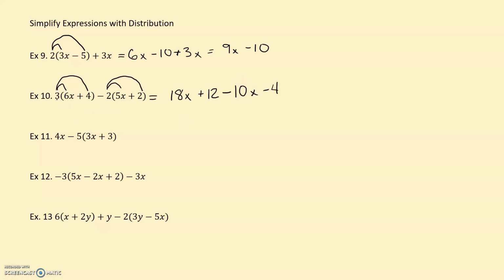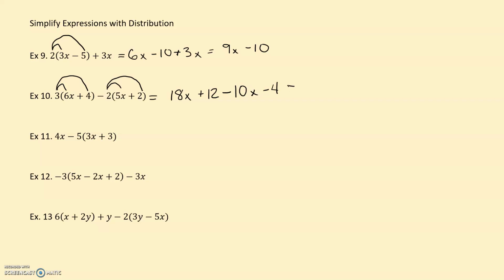For this next one, we have this 3 to distribute in this first expression. So 3 times 6x is 18x. 3 times 4 is 12. And then we have the negative 2 to distribute to the second expression. We want to distribute this minus sign with that. So negative 2 times 5x is a negative 10x. And then negative 2 times 2 is negative 4.